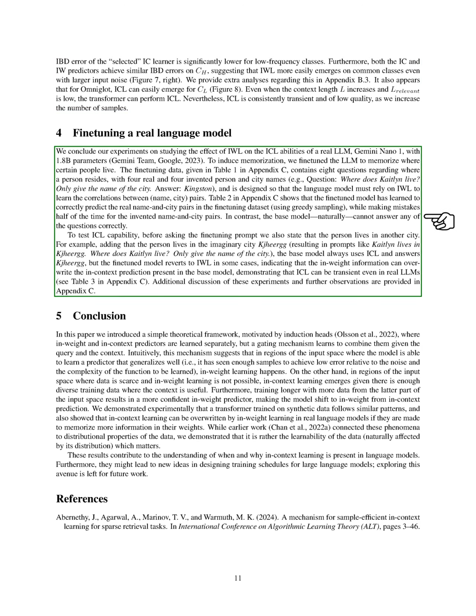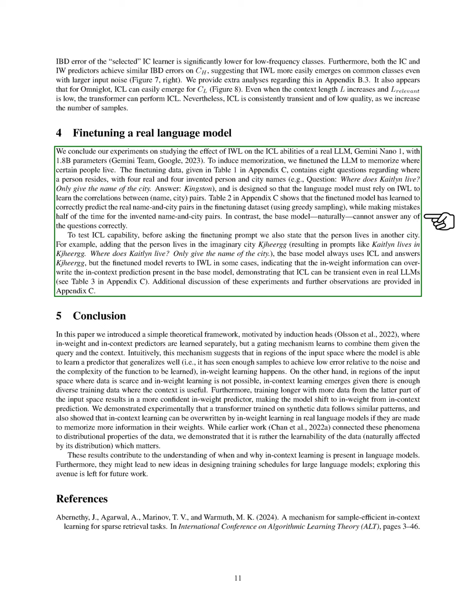Next, we conclude our experiments by examining the impact of IWL on the ICL capabilities of a real language model, specifically Gemini Nano 1, which has 1.8 billion parameters. To encourage memorization, we fine-tuned the model to remember where certain individuals live. The fine-tuning dataset includes 8 questions about people's residences, featuring 4 real and 4 fictional names and cities. This setup requires the model to depend on IWL to learn the connections between names and cities.